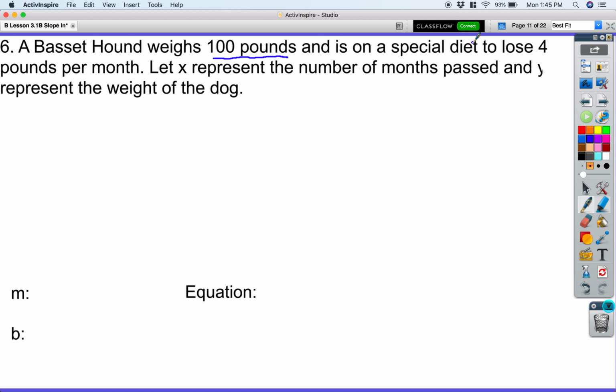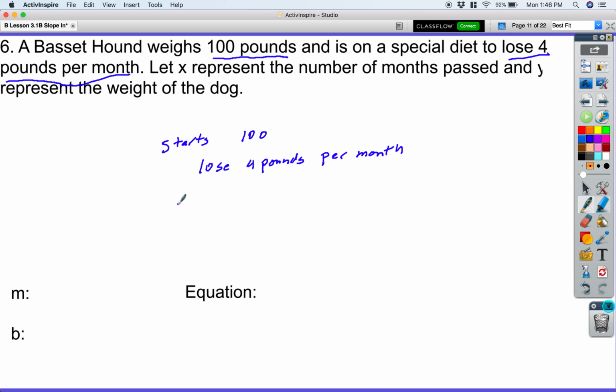So in order to do that, sorry, let me go ahead and fix this really quick. There we go. So it's going to lose 4 pounds per month. So let's go ahead and look at that. That's what the rate of change is. That's what it's changing by per pound. So I know that this Basset Hound starts off weighing 100 pounds. So it starts off at 100 pounds. And I know it's going to lose 4 pounds per month.